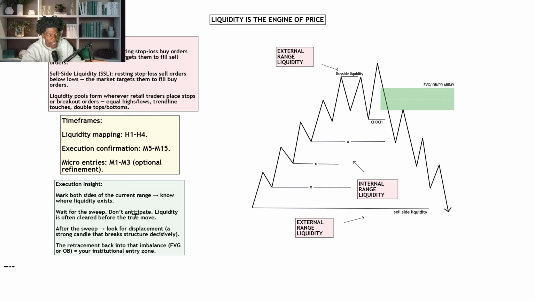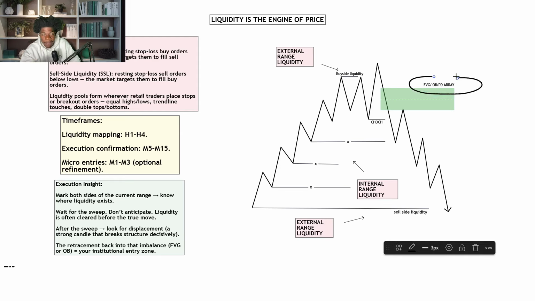Wait for the liquidity sweep. Don't anticipate the true move just yet. Liquidity is often cleared before the true move. Price has to clear buy side liquidity before we have this market structure shift. It's this market structure shift that gave us this slight pullback inside of a PD array, this fair value gap, this order block, this breaker, whatever it may be, for us to start this continuation pattern down here. But if we didn't have this liquidity sweep, we would never have this continuation lower.